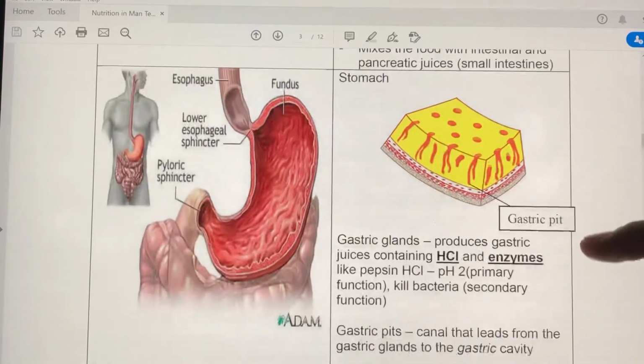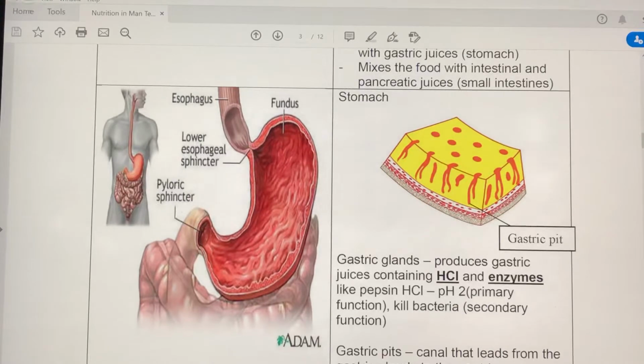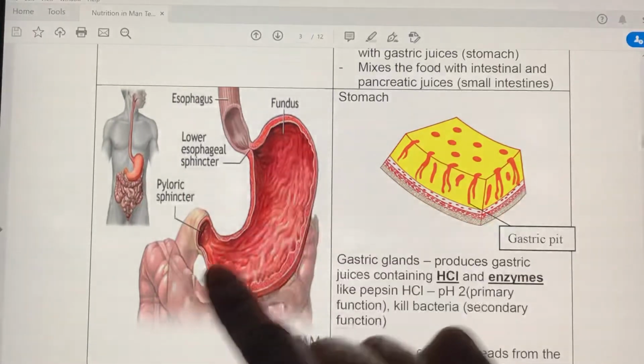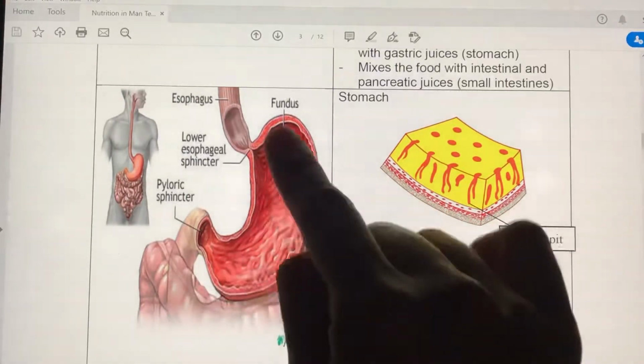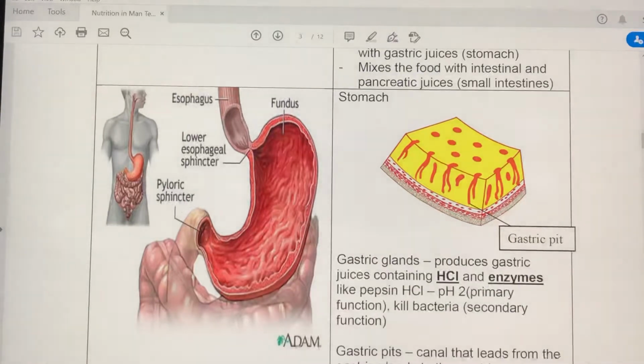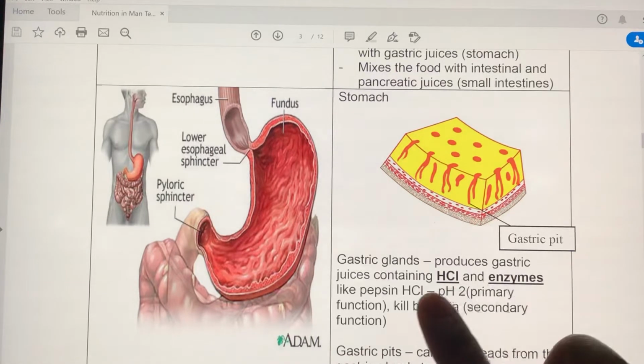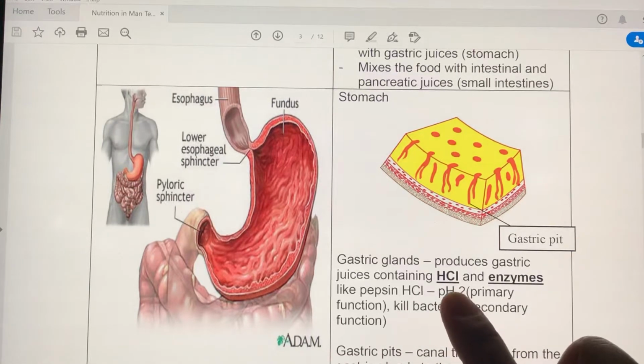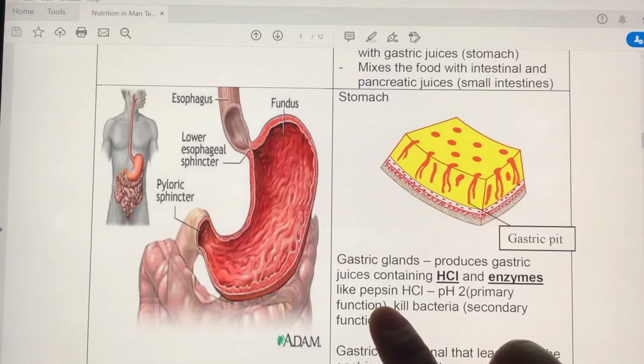Now in the stomach, we have gastric pits that lead from the gastric glands to the gastric cavity. So this area here where the food is or will come into is called the gastric cavity. And the gastric glands secrete juices containing hydrochloric acid and enzymes. The hydrochloric acid gives the stomach a pH of 2. That is the optimum pH for pepsin to work.